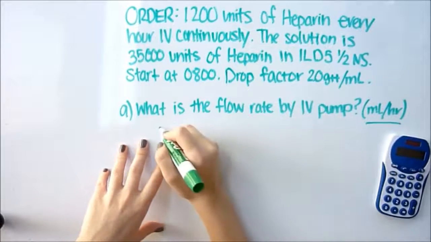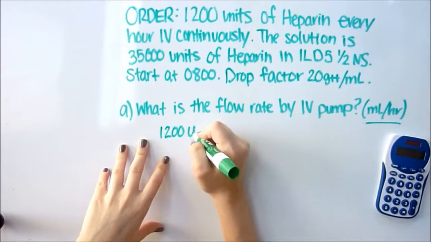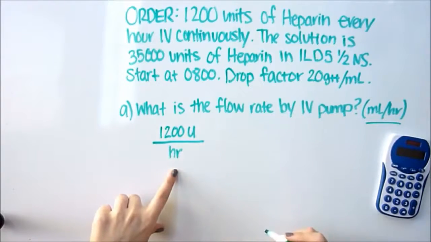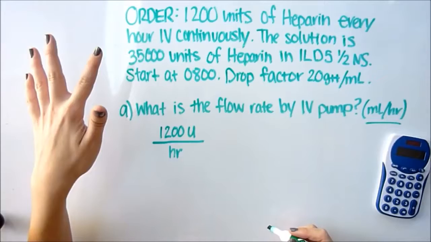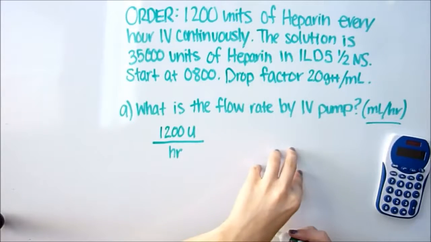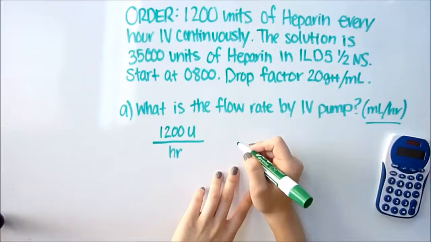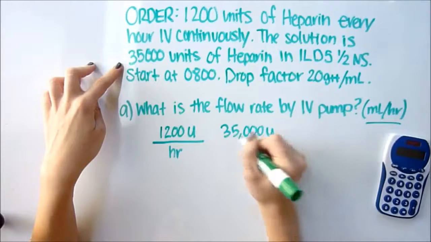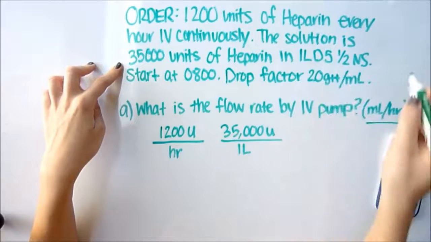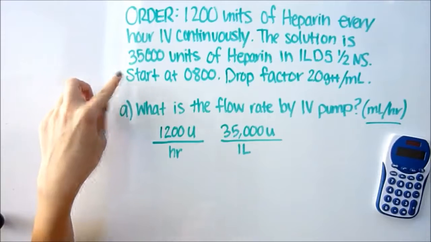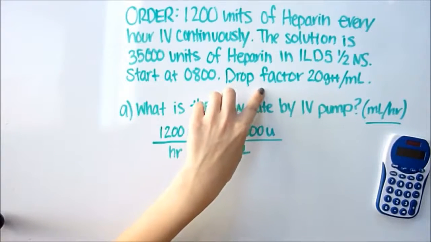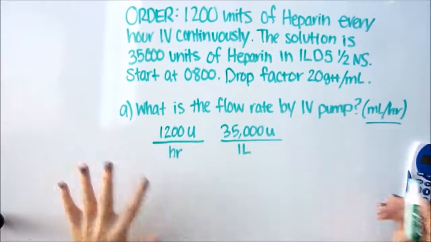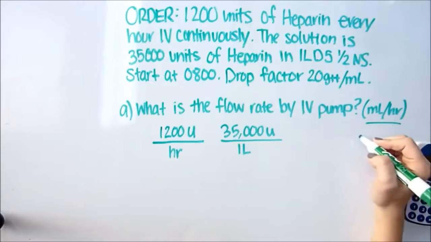Okay, so first we're going to take 1,200 units of heparin, which is given every hour. So I'm going to put that over hour. I'm basically taking everything that's given in the question and making it into proportions to see what I have and what I'm going to use. And we have a solution of 35,000 units of heparin in 1 liter, and so on. And we're starting at 0800. We don't really need that right now. And drops, we don't really need this. So this is what we're given, right? And remember, what we need is ml per hour, right?